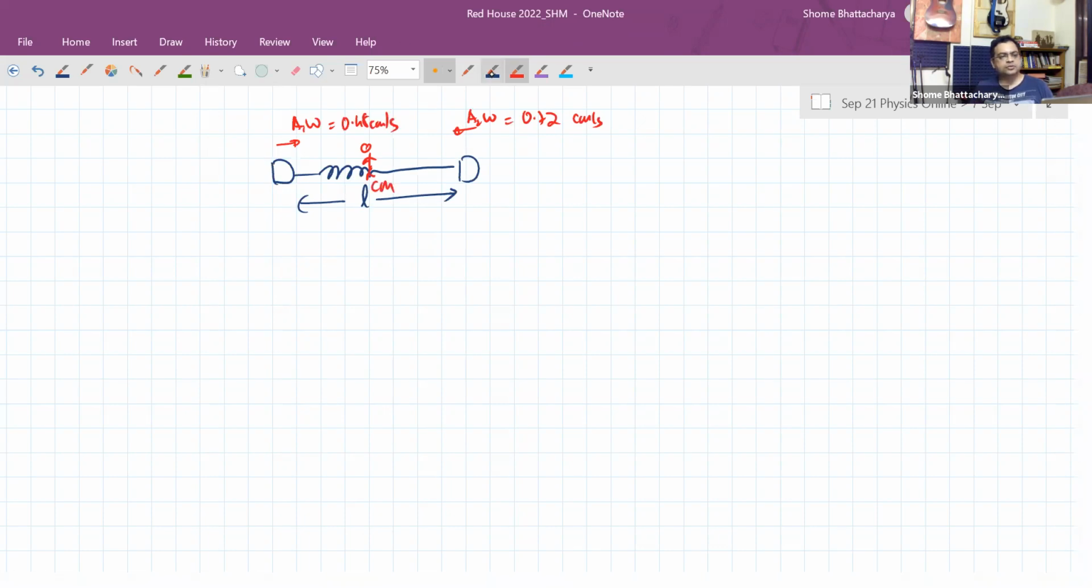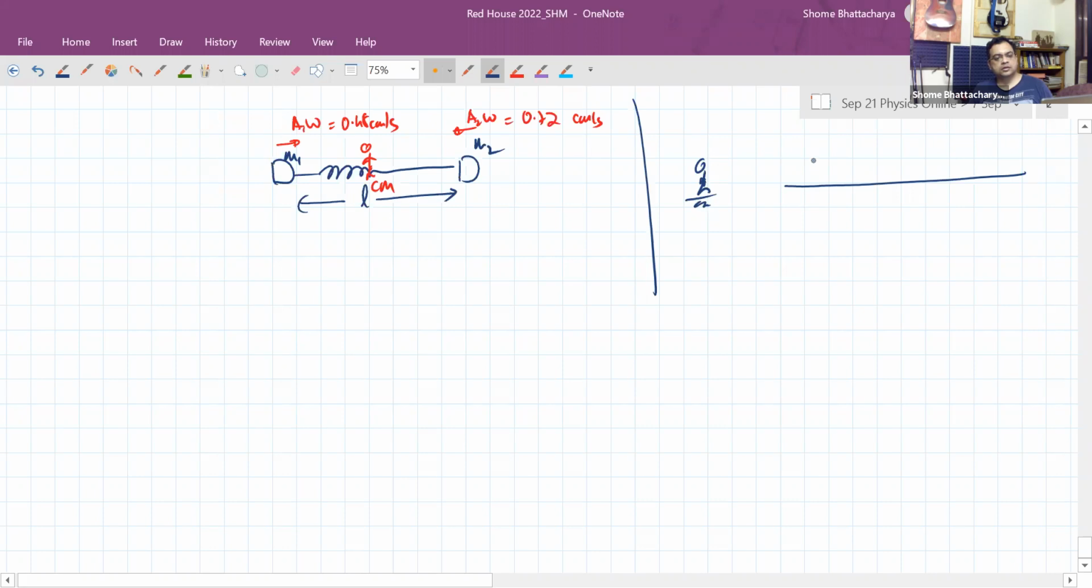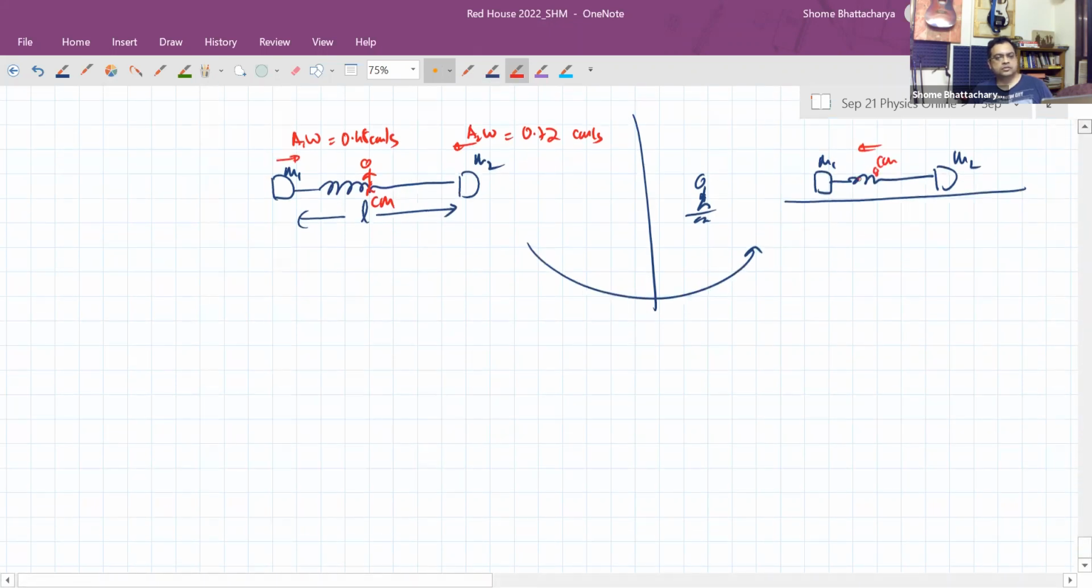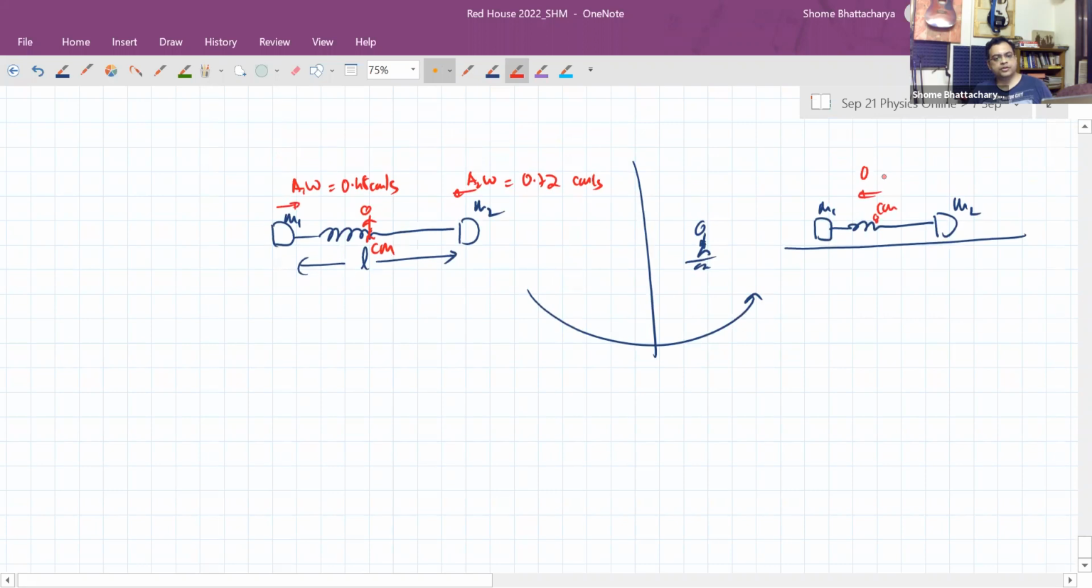So in ground frame, what is happening over here? The same picture, if I look at it from the ground frame point of view, what is the velocity of the block M1? This. Okay. So remember, center of mass is moving in this direction with a velocity of, what was the velocity of the center of mass? 0.48.